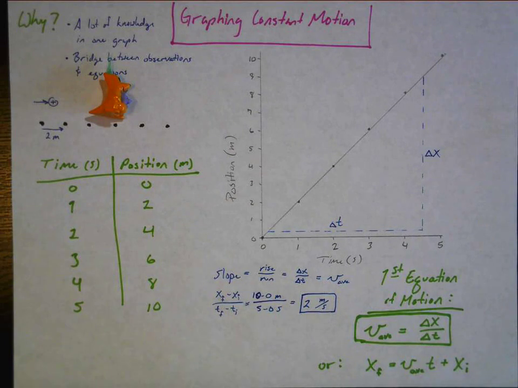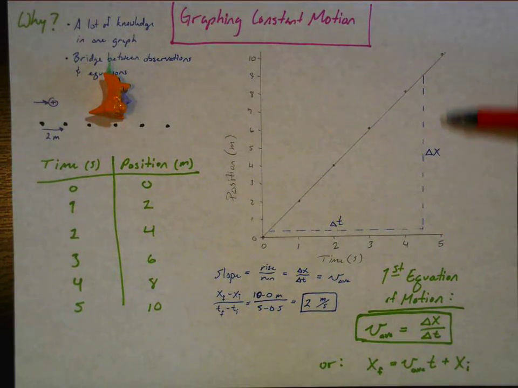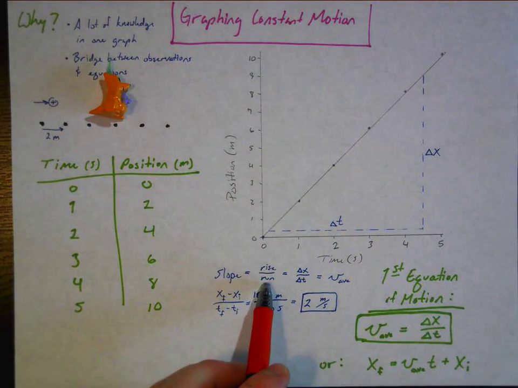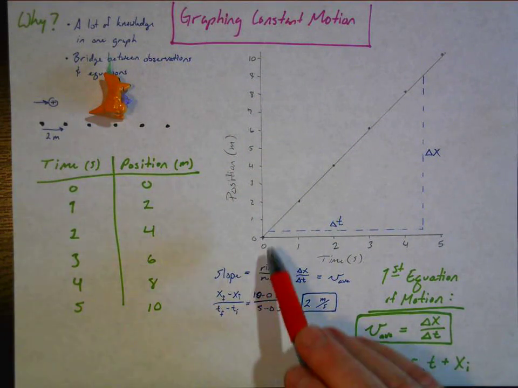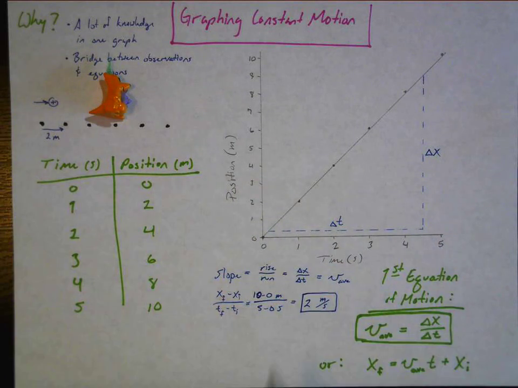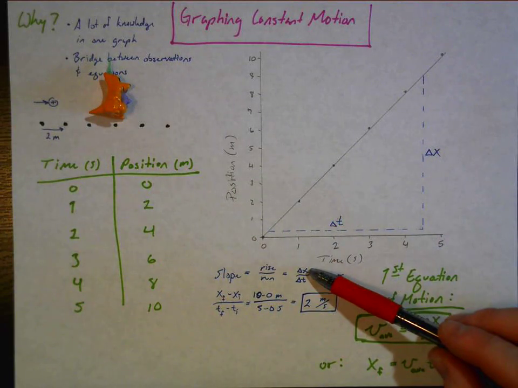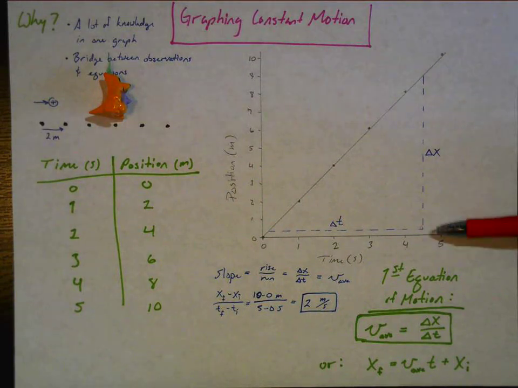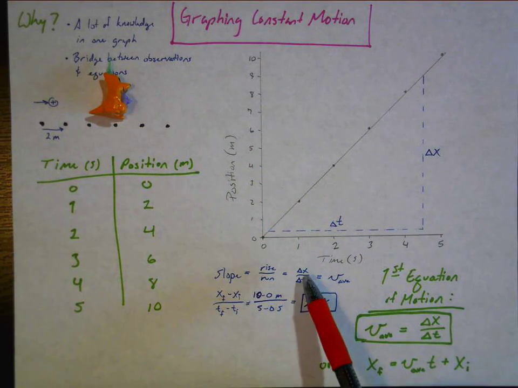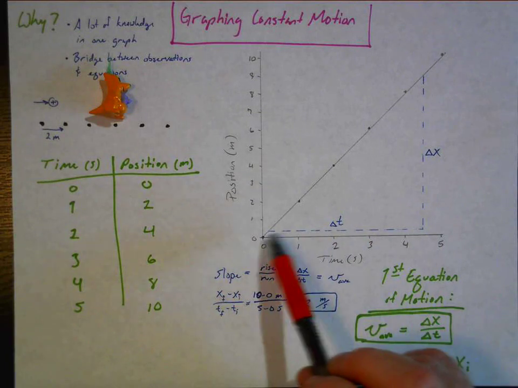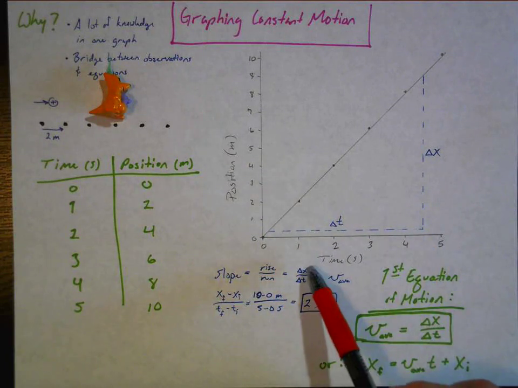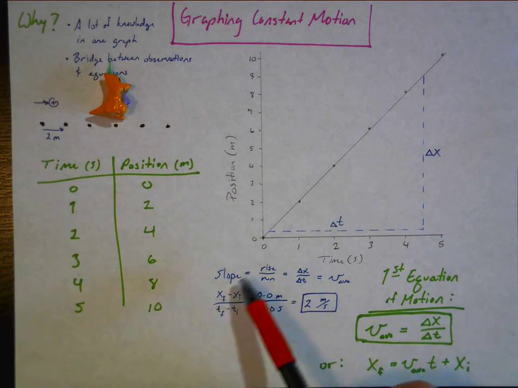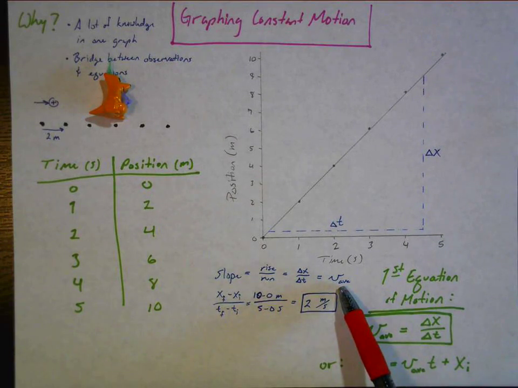The rise is simply the change in the vertical part of the line, and the run is simply the change in the horizontal part of the line. So our rise, you remember what the delta x represents? Well, that's a change in position. That's a displacement. And our run is a change in the time. So displacement divided by time means the slope of this graph represents the average velocity.